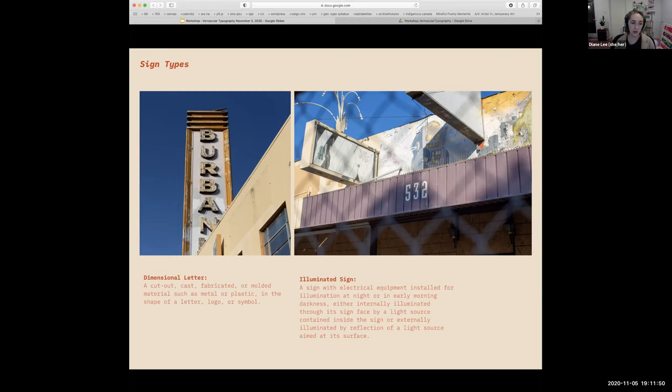And then a huge category of signs is an illuminated sign, which is just any sign with electrical equipment installed for illumination at night or in early morning darkness. Signs can either be internally illuminated by a light source that's contained within, or sometimes you'll also see signs that are lit externally. There might be a separate light that's aimed at the surface of the sign. And so this example of the florist shop that once was on Bascom is nice because as it's broken, you can see into the fluorescent tubing.